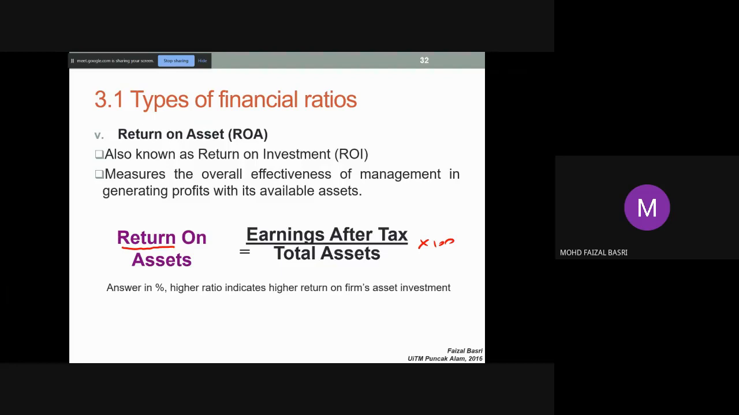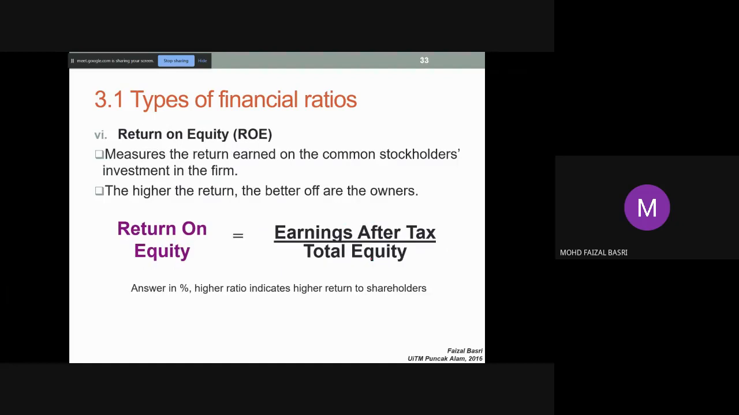And the last one. ROA is earning after tax divided by assets. If it's return on equity, we know already it will be earning after tax divided by total equity. So for this ratio, the higher the return, the better off are the owners because equity is the measurement for the shareholders. So the higher the ratio indicates a higher return to the shareholders.